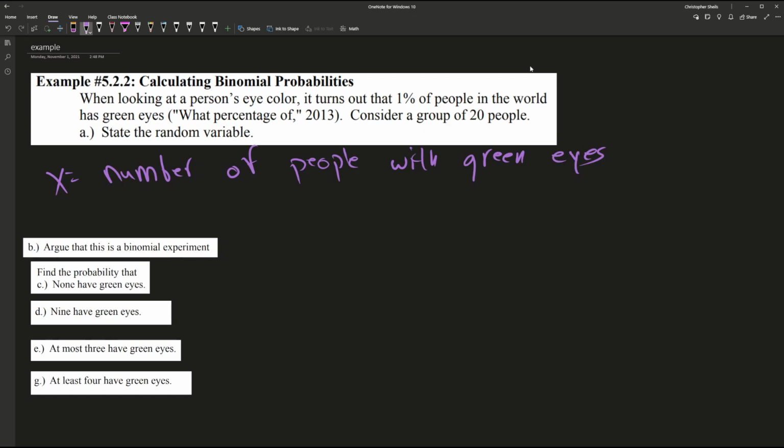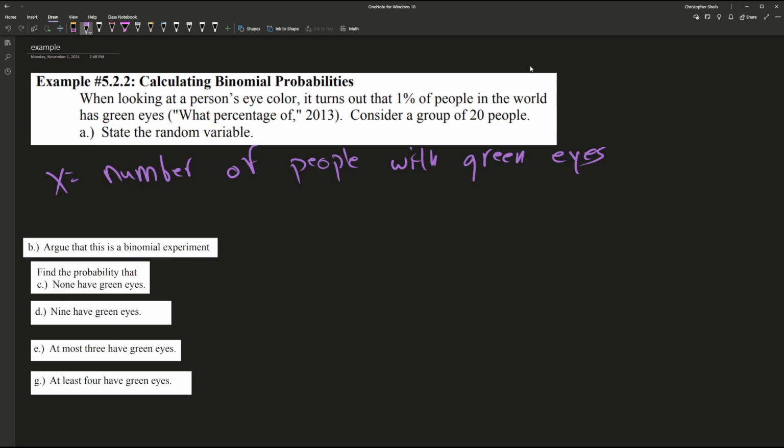For arguing that this is a binomial experiment, there are 20 people, and each person here is a trial. So there are a fixed number of trials. If you assume that each person in the group is chosen at random, then the eye color of one person doesn't affect the eye color of another person, right? It wouldn't make sense if it did. So the trials are independent.